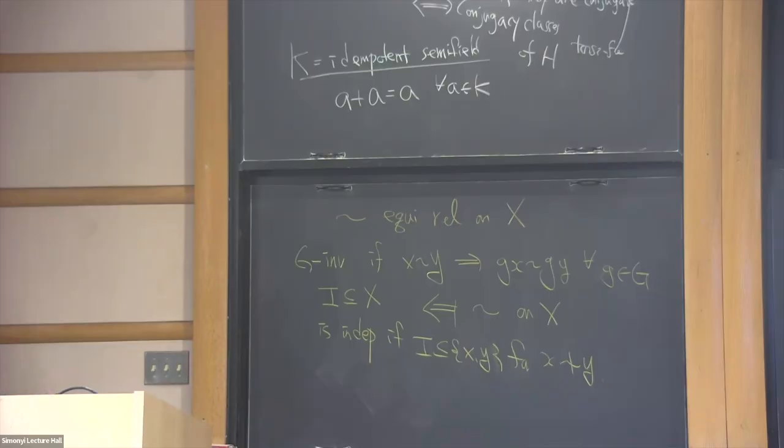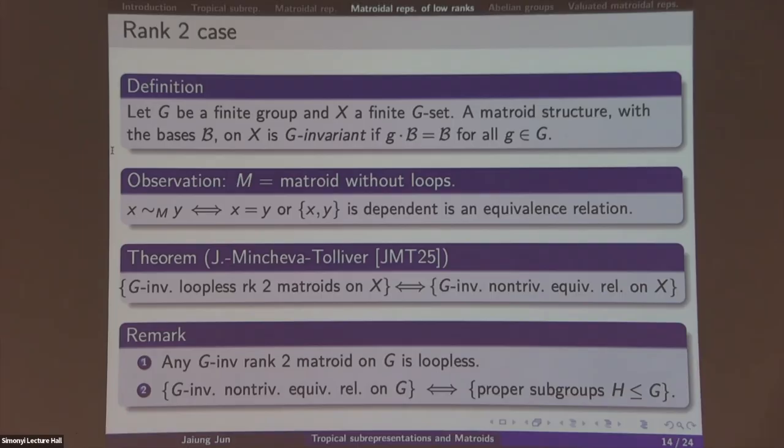So one can make the observation that any G-invariant rank 2 matroid should be loopless, because once you have a loop, then G acts on G in a transitive way, so every element should be a loop, and in that case you cannot have rank 2. And the condition of a G-invariant non-trivial equivalence relation is pretty much the same, in the case when X is G, as proper subgroups of G. So our theorem generalizes the theorem of Markers and Phillips.